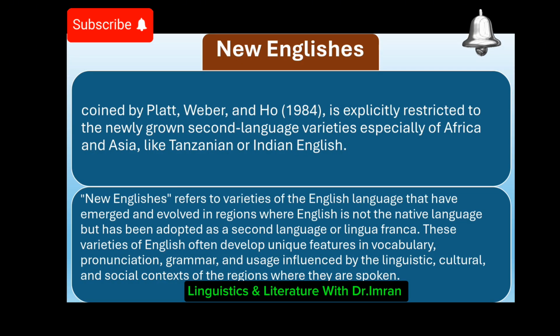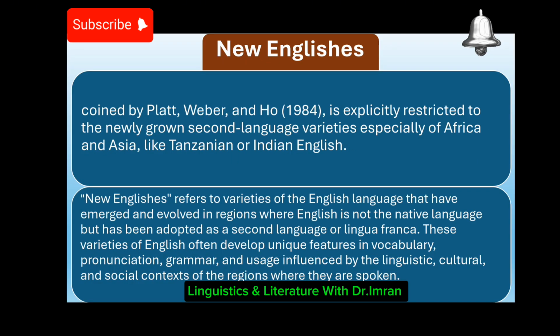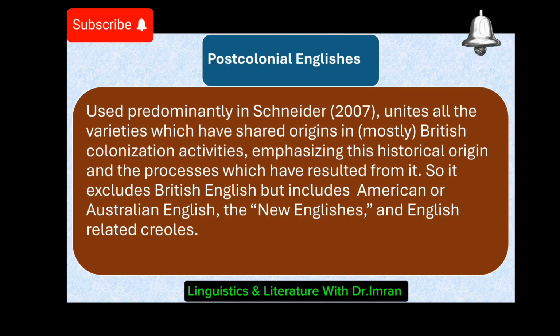While if you talk about the new Englishes, here America is not included, and Australian English is not included either, because these are the native countries of the English language. And in World Englishes, whether you are native or non-native, all varieties are encompassed. New Englishes only include those varieties which are spoken outside of the native countries. And in post-colonial, only British is excluded, while America, Australia, and the New Englishes are all included in this category. So these are the three major categories, or we can categorize English on these three levels: New Englishes, World Englishes, and Post-Colonial Englishes.